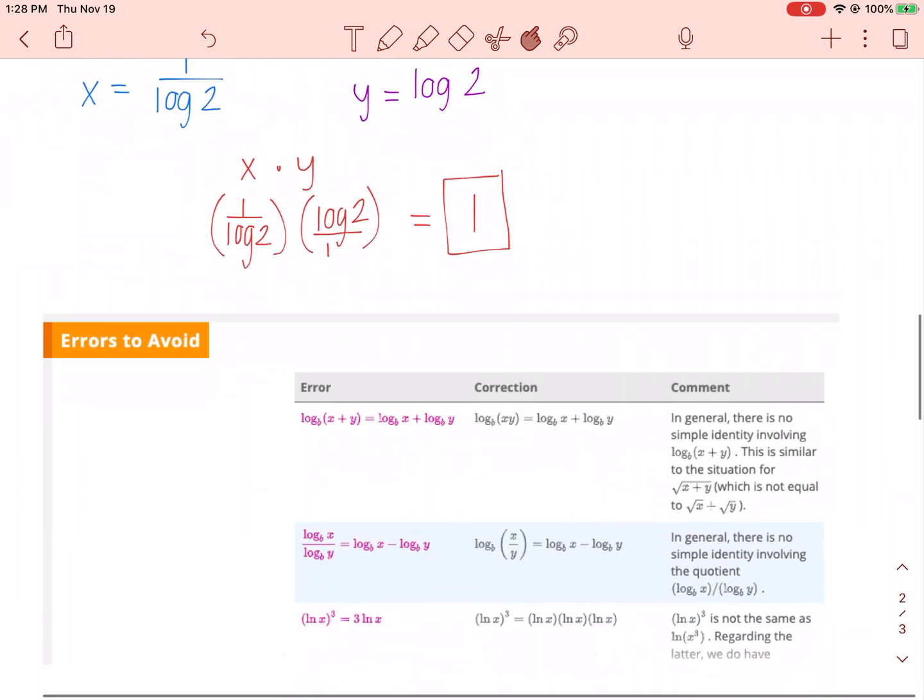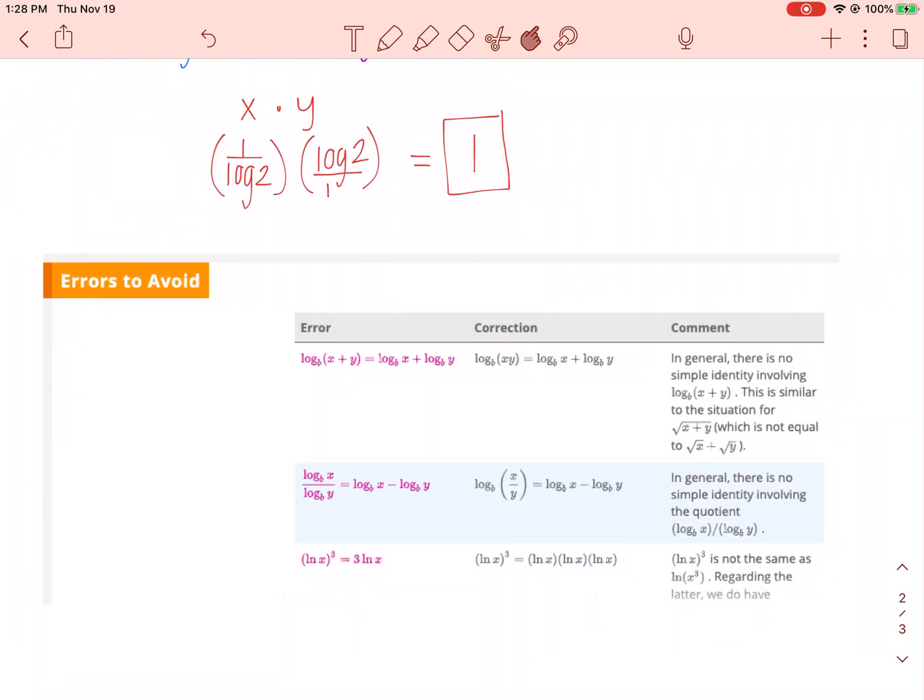Finally, I have a bunch of errors to avoid. So please take a look at these. These are common errors. Be familiar with these. And if you're making some errors, maybe check. Maybe these are the errors you're making and you want to clear them up. If you have any questions, please bring them to class. But this is day 7 notes.